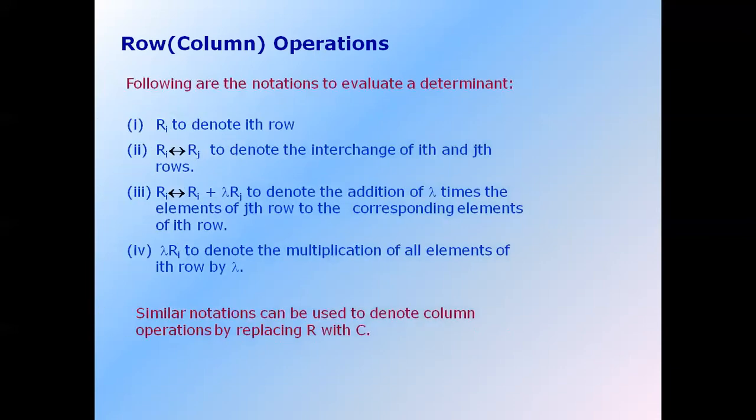Following are the notations to evaluate the determinant. First is Ri. Ri means to denote the ith row. Then second is Ri interchange Rj, means interchanging rows, means first row with second row. Third one is we can add two rows or two columns, or Ri plus lambda Rj to denote the addition of lambda times the elements of the jth row to the corresponding elements of the ith row. And the last one is we can multiply any scalar to a row or column.